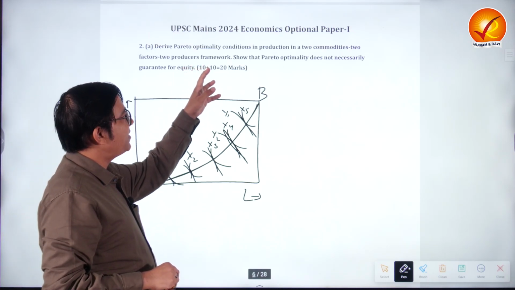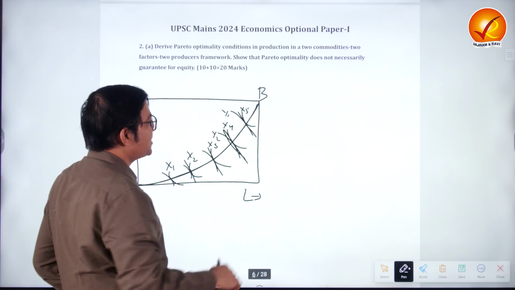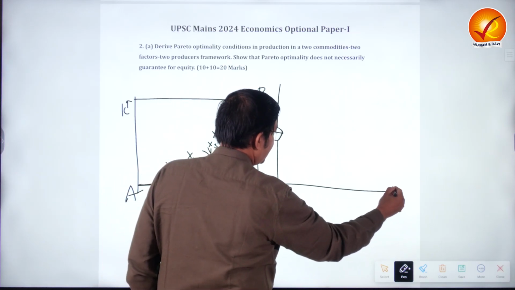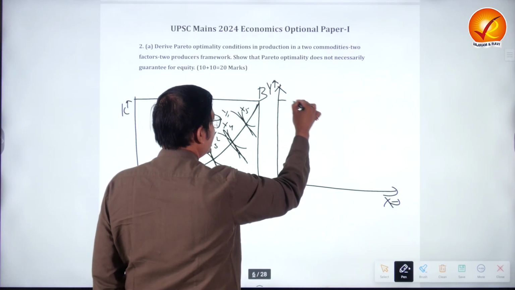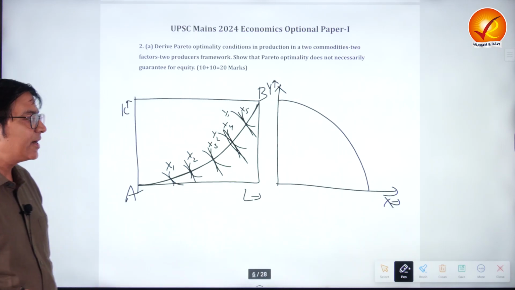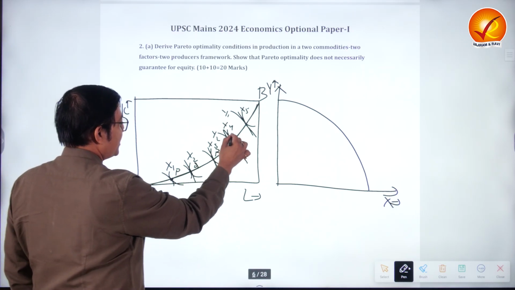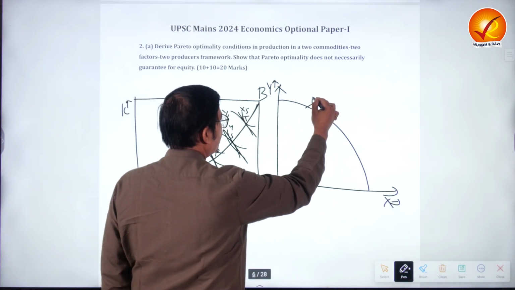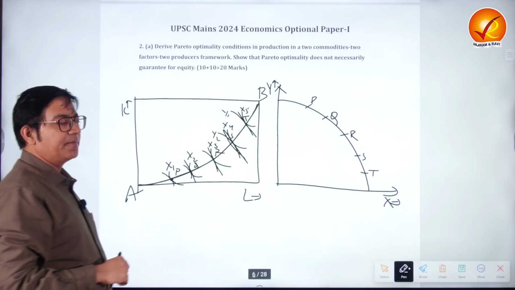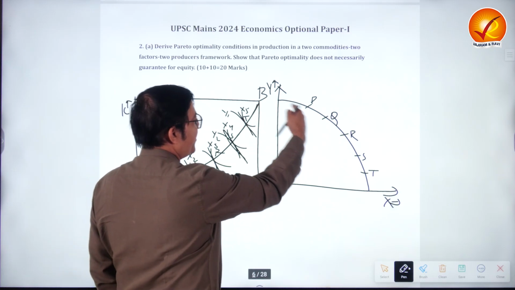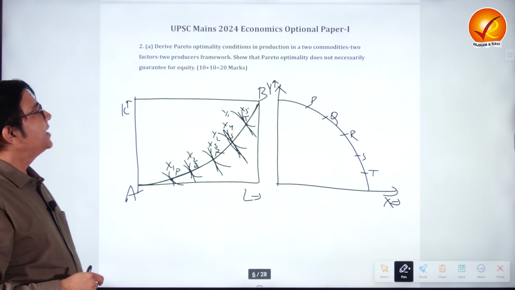Then in order to derive the Pareto optimality condition graphically, you can also convert this into the production possibility curve. When we convert this into a production possibility curve with two axes x and y, the production possibility curve looks like a concave curve. Suppose these points were named as P, Q, R, S, T, then these points will be over here also. Basically, we have mapped this on this part and all the points will be Pareto optimal over here.